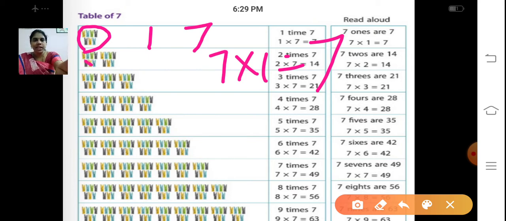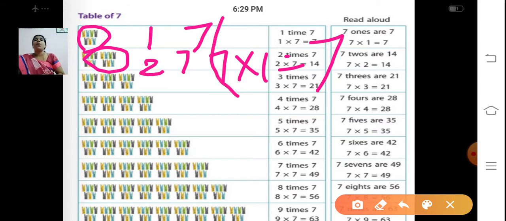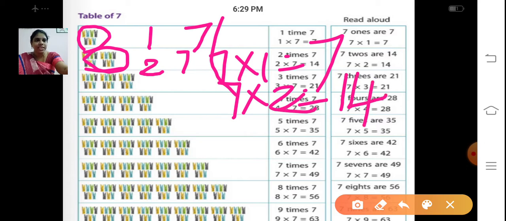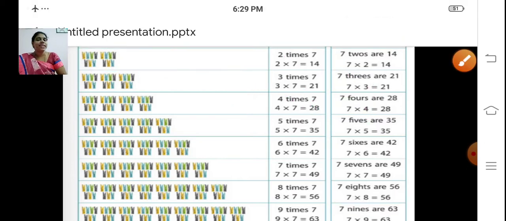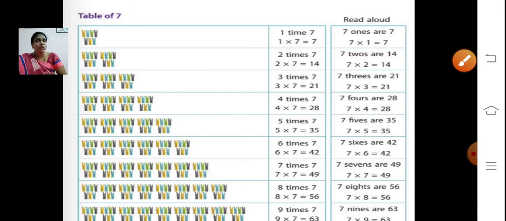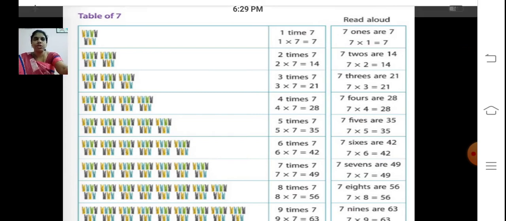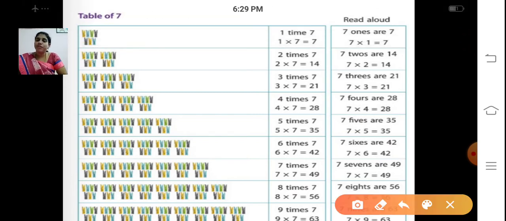Now see the second one. How many groups do we have? Here we have 2 groups. In each group we have 7, right? So 7, how many times? 7 twos are, you're going to add all together. In each group we have 7. 7 plus 7 is 14. So 7 twos are 14. We are having 2 times, so 2 times of 7 or 7 twos are 14.